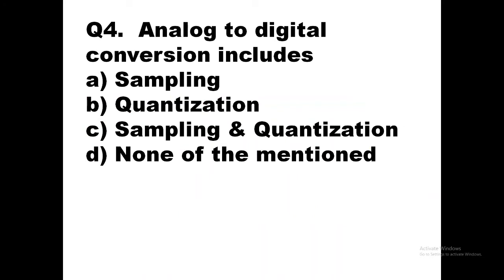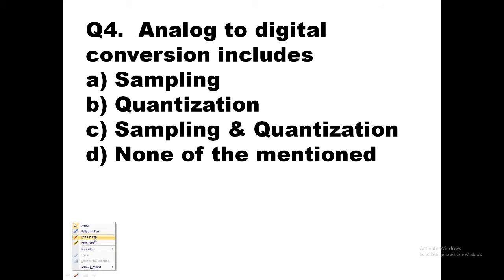Analog to digital conversion includes... whenever we do analog to digital conversion, we have to convert the analog signal into a sample, and that sample has to be quantized to a particular digital value. Clear? First you have to convert the analog signal into samples, and then you have to go for quantization.